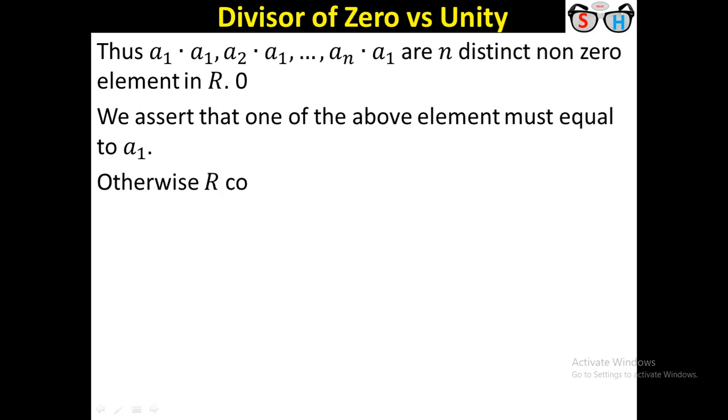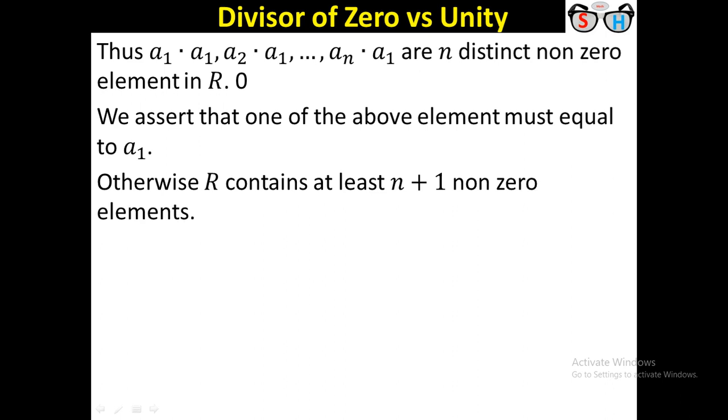Otherwise, if these are not equal to a1, then what happens? Then R contains at least n plus 1 non-zero elements. There are n non-zero elements, and this is another non-zero element. This is a contradiction, because R contains exactly n elements. So one of the elements must be equal to a1. Suppose ap·a1 equals a1.